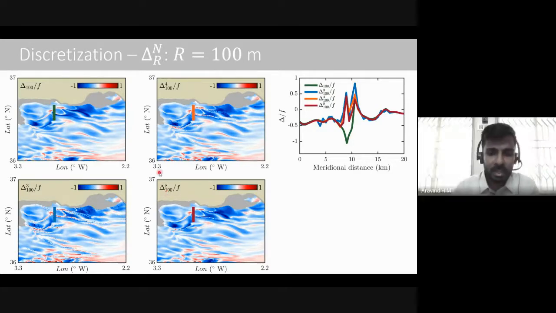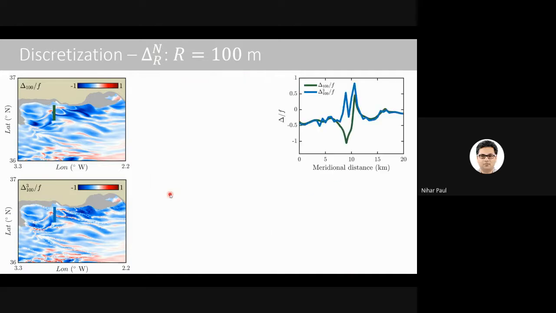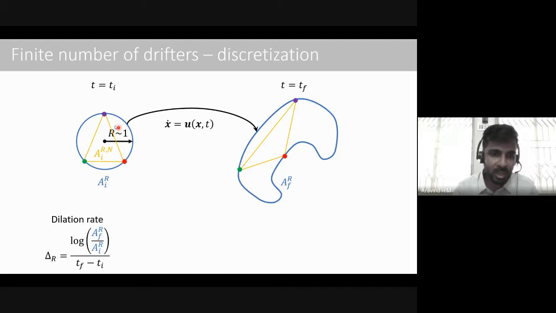So when I say delta 100, I am writing dilation rate as delta n r. The superscript is n and the subscript is r. The 100 essentially refers to the initial radius of the circular patch that I'm considering. This is my fault for not being very clear. So it's 100 meters? Essentially, yes. I'm considering 100-meter circles, and I'm deploying 3 drifters on the circumference of these 100-meter circles.